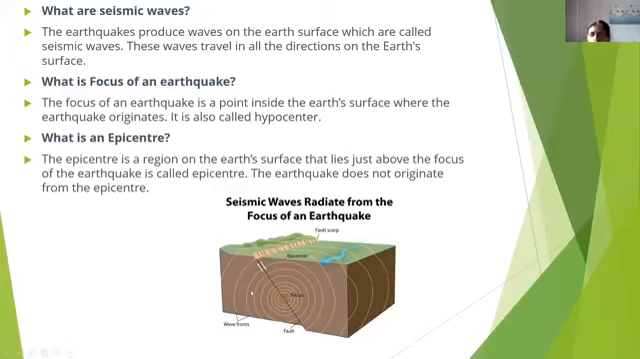And then we have learned about epicenter. What is epicenter? It is the region on the earth's surface which lies just above the focus of the earthquake. So the earthquake does not originate from the epicenter, it originates from the focus or hypocenter.